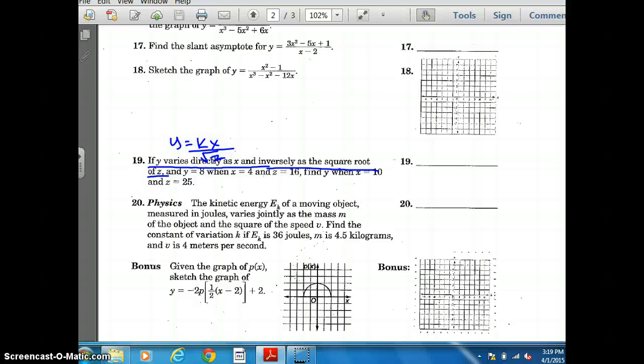Number 20, it's just another direct variation problem. The kinetic energy E of a moving object measured in joules. So E varies jointly as the mass and the square of the speed. So that variation problem is going to look like E equals k times our mass and the square of the speed. And you just want to find your constant k and then solve for E. So same kind of problem as 19.